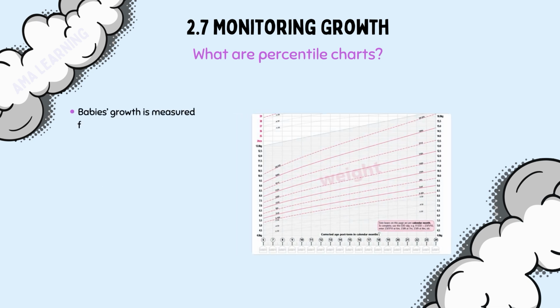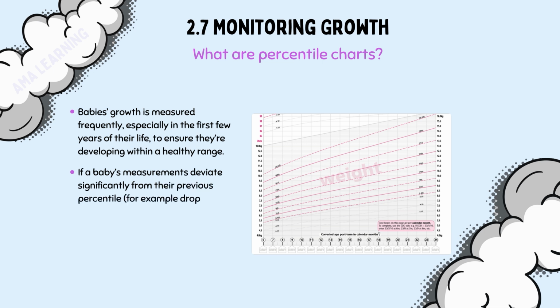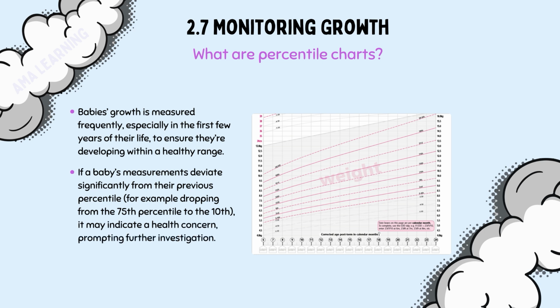Babies' growth is measured frequently, especially in the first few years of their life, to ensure they're developing within a healthy range. If a baby's measurements deviate significantly from their previous percentile, for example dropping from the 75th percentile to the 10th, it may indicate a health concern, prompting further investigation. If, however, a child remains on the 10th percentile since birth, it is less of concern.